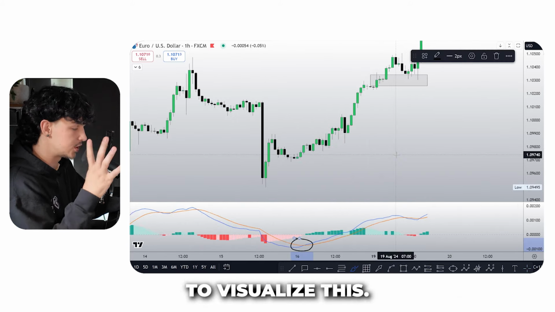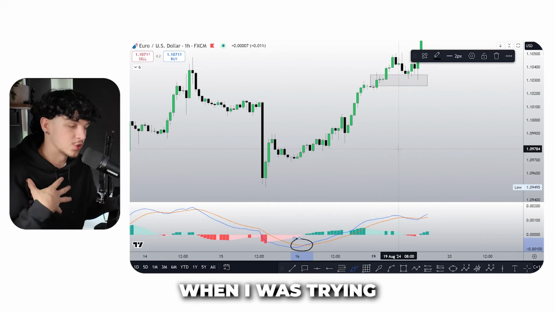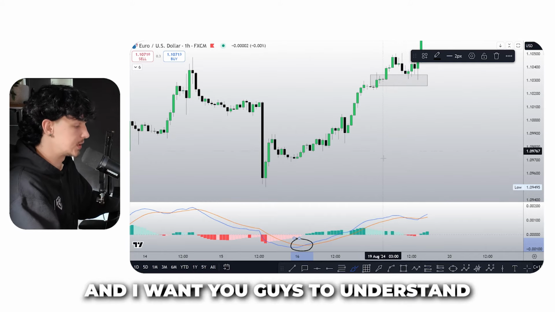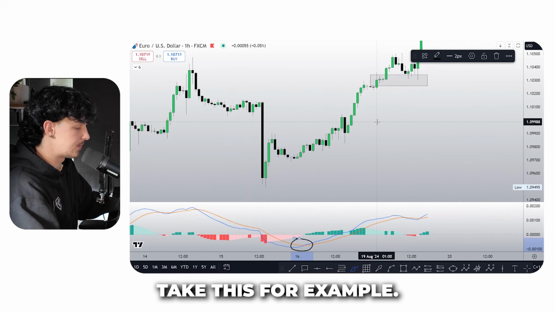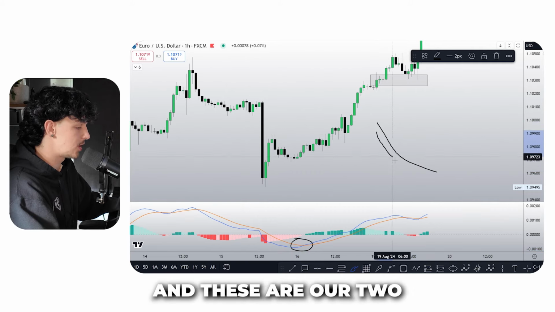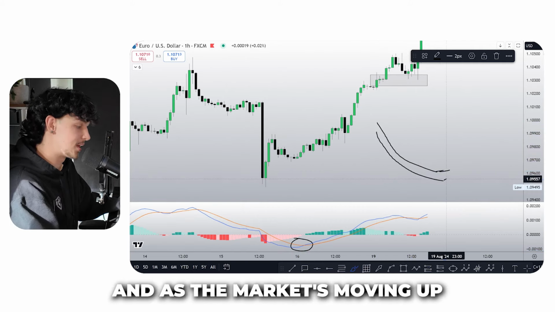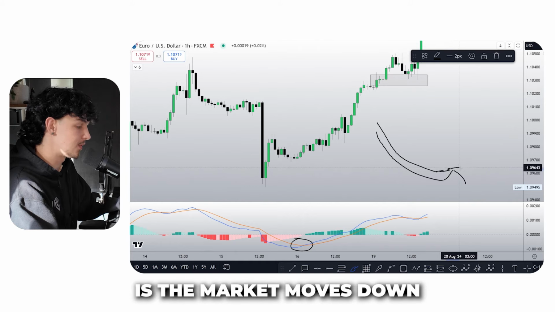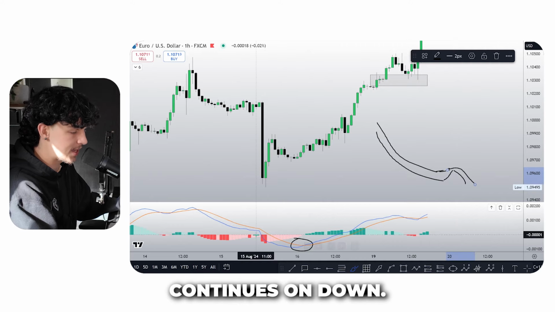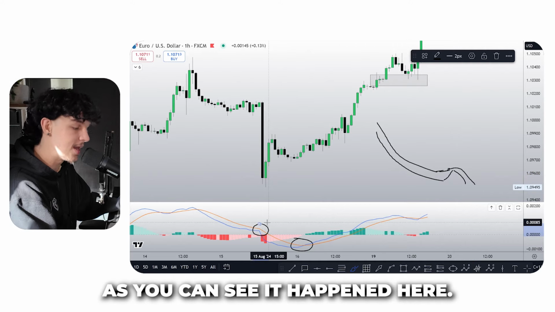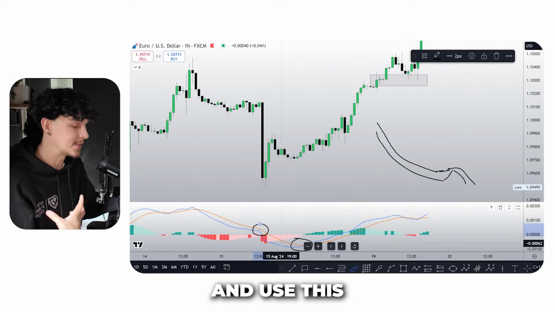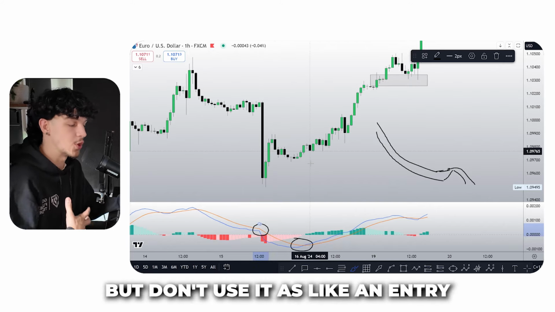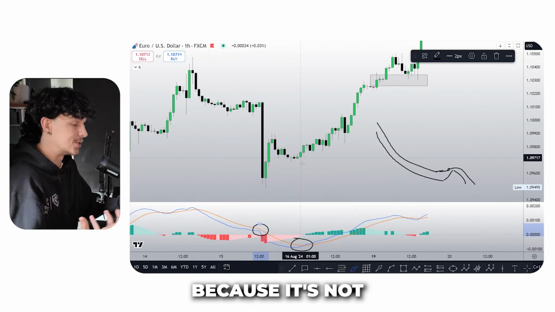And I want you guys to visualize this with me. This is the issue that I had when I was trading MACD back in the day, and I want you guys to understand it as well. So let's take this for example. The market's moving down, and these are our two simple moving averages. As the market's moving up, it looks to cross here, but what could happen is the market moves down and then the EMA continues on down. As you can see, it happened here. So I want you guys to be aware of fakes and use this as a confluence, but don't use it as an entry because it's not going to be perfect.